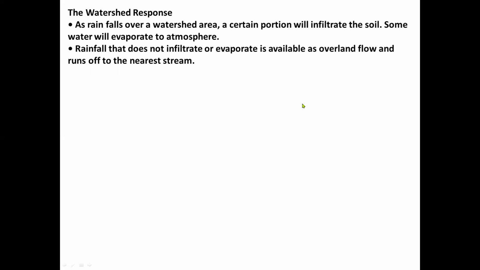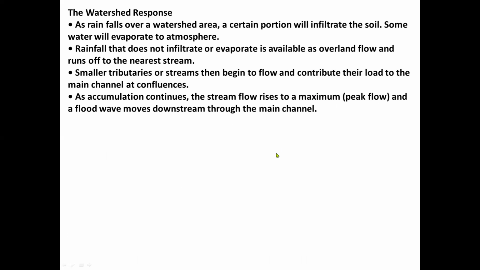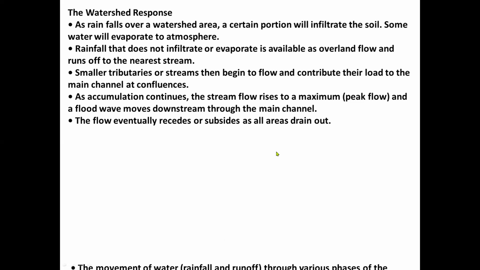Overland flow is also what we call surface runoff, and it runs off to the nearest stream. Smaller tributaries or streams then begin to flow and contribute their load to the main channel at confluences. As accumulation continues, the stream flow rises to the maximum or the peak flow, and a flood wave moves downstream to the main channel. The flow eventually recedes or subsides as all areas drain out.